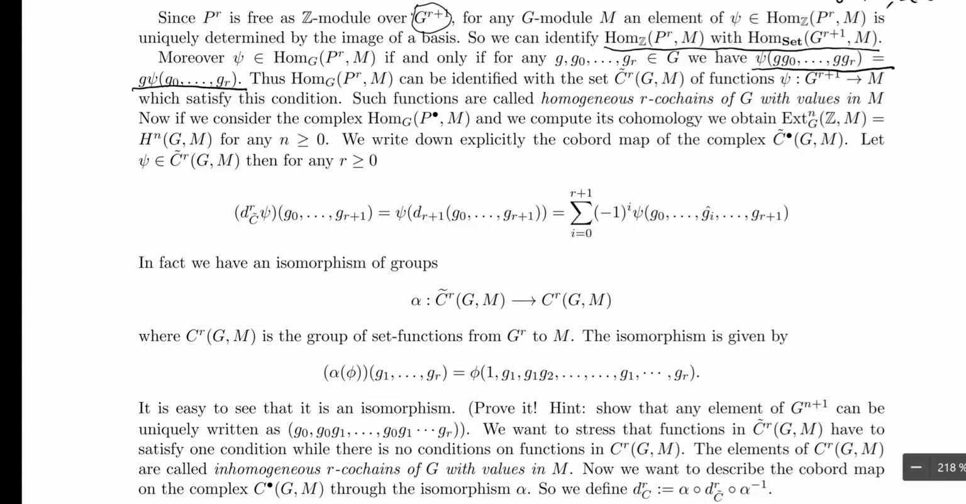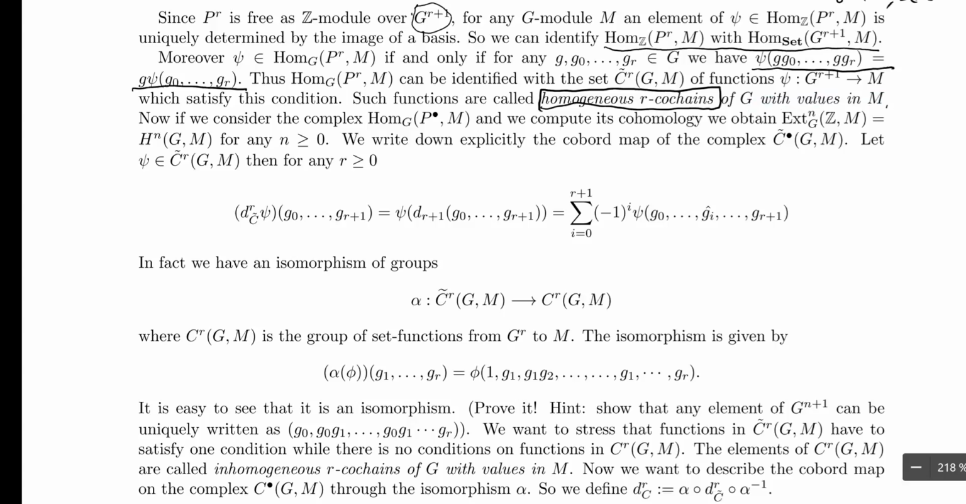So the homomorphisms in the category of G modules from P_R to M can be identified with the set, denoted by C^R(G, M), of functions which satisfy this condition. Such functions are called homogeneous R-cochains of G with values in M.